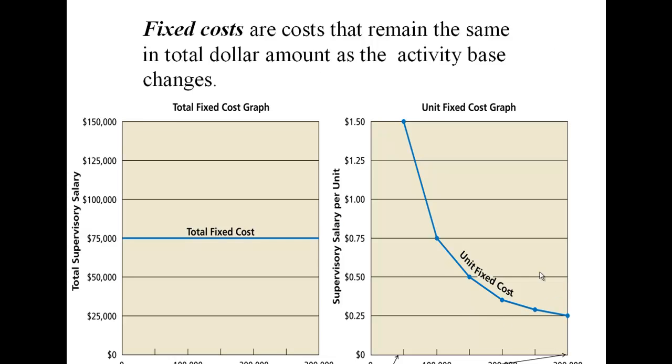Let's take a look here. We can see that the total fixed cost stays the same, but see here the relevant range from there to here. Over the relevant range, the more we make, the less per unit we're looking at there, right? So that's a unit fixed cost graph.